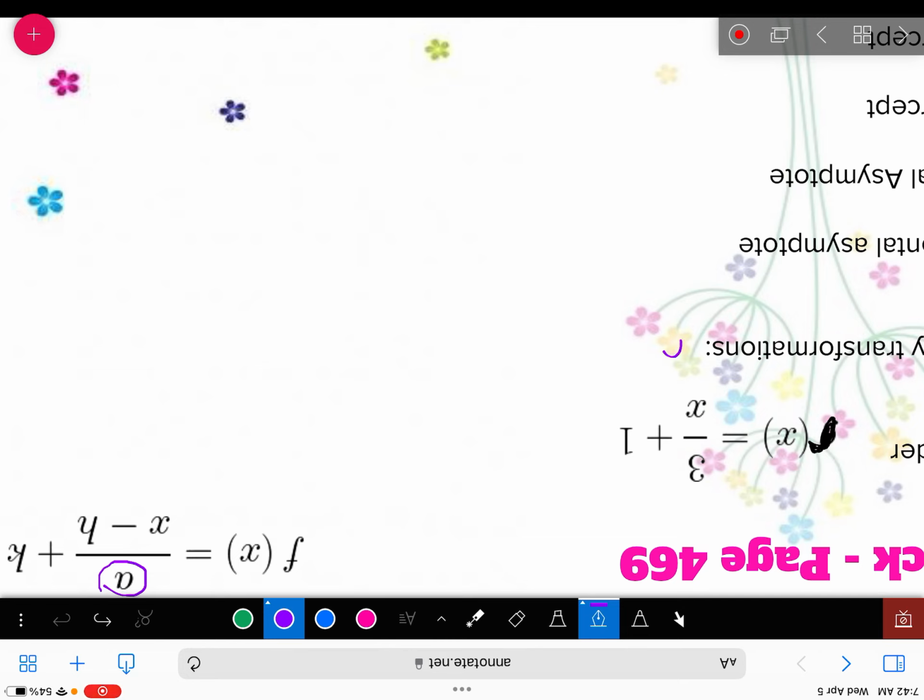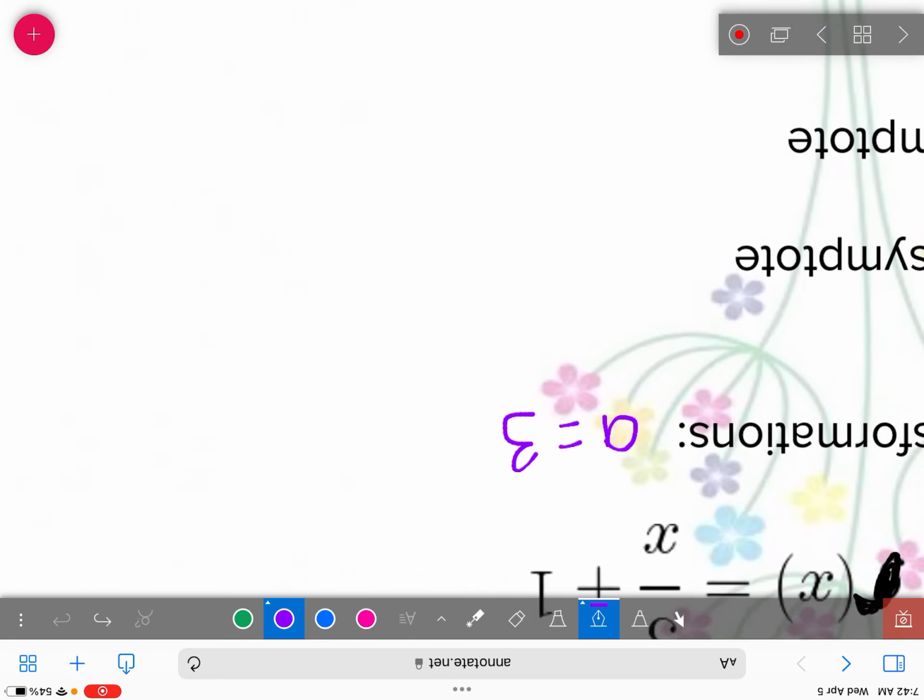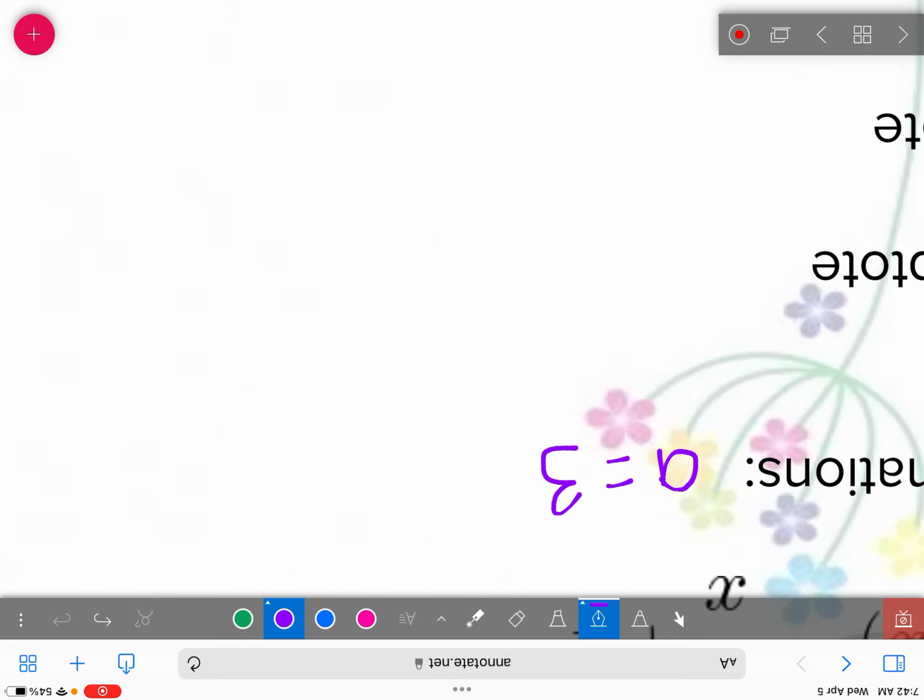What's my a value? 3. Which means it has what? Stretch or compress? Is it stretched? If it's bigger than 1, it's stretched.